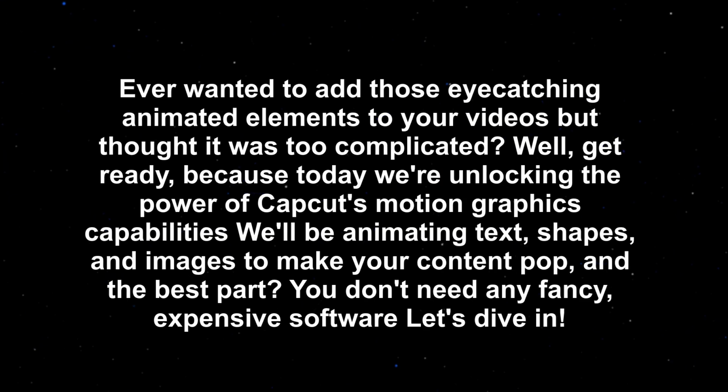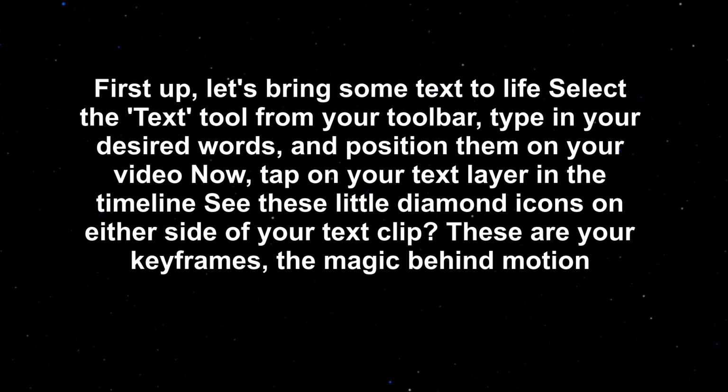Let's dive in. First up, let's bring some text to life. Select the text tool from your toolbar, type in your desired words, and position them on your video. Now tap on your text layer in the timeline. See these little diamond icons on either side of your text clip? These are your keyframes, the magic behind motion.